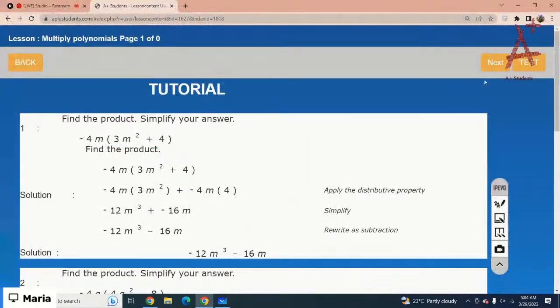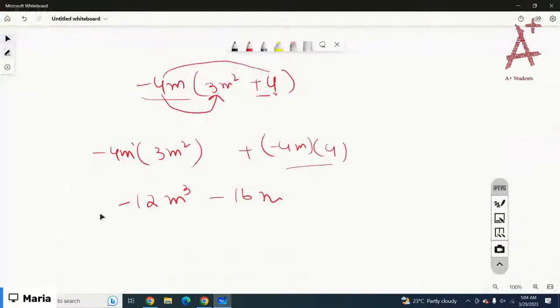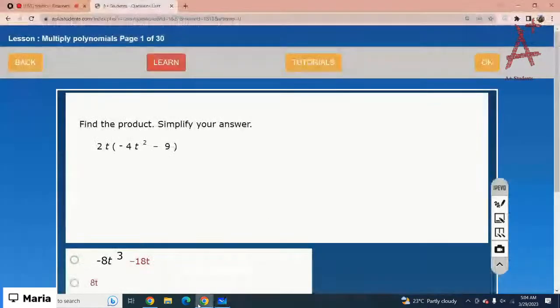Got it? Let's just start with the practice questions. You can have a look at the tutorial one by yourself. They are already solved. That's why I'm going to start with the test questions.